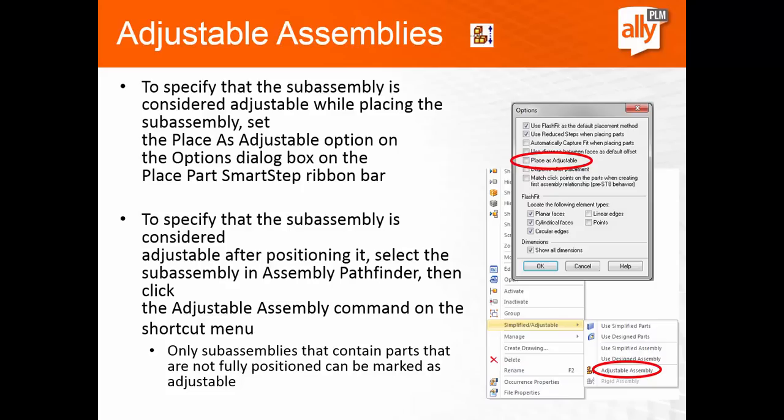Now, if you have a subassembly that is fully constrained, all of the parts inside of it are fully constrained, you won't be able to mark it as an adjustable assembly. Again, from our last slide, you have to make sure that it is not fully positioned. You have it under constrained in the directions that you want to be able to move the part. So back to our hinge example, you would need to leave that hinge part under constraint so it could still rotate.